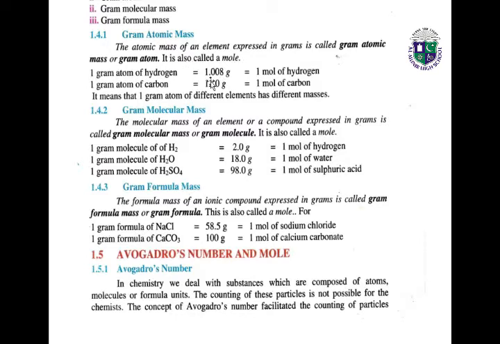Here we have the examples. Gram molecular mass: the molecular mass of an element or compound expressed in grams is called the gram molecular mass or gram molecule. It is also called a mole. 1 gram molecule of hydrogen is equal to 2.0 grams. It means 1 mole of hydrogen. 1 gram molecule of H2O, water, is 18.0 grams. It means 1 mole of water.